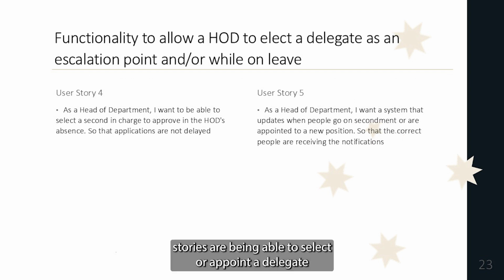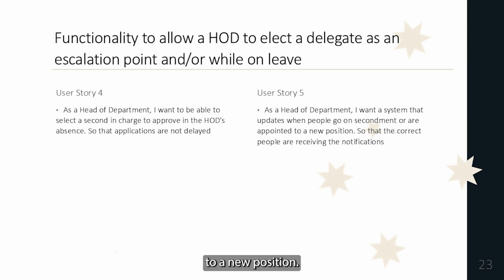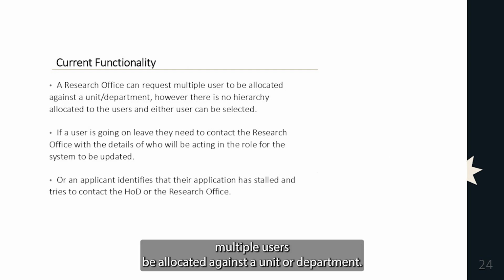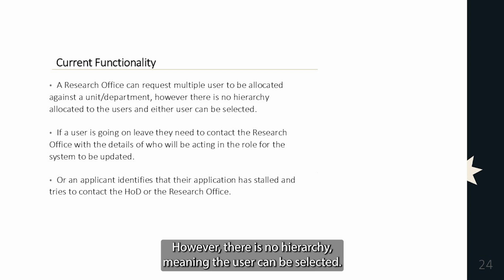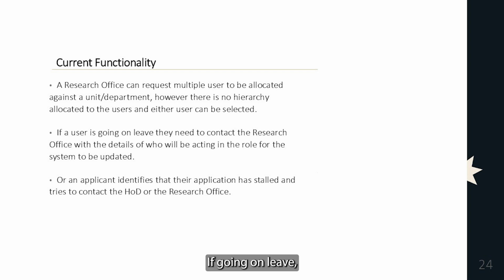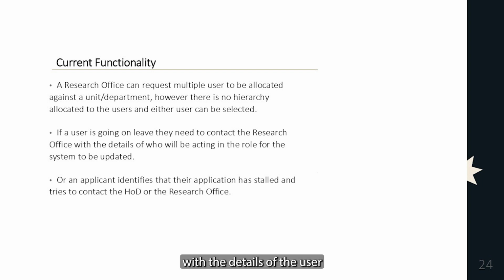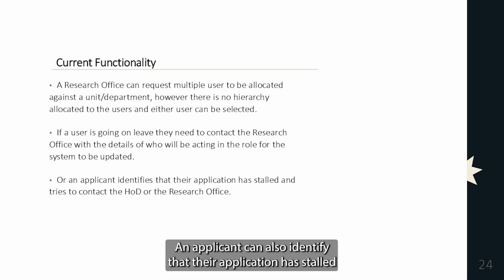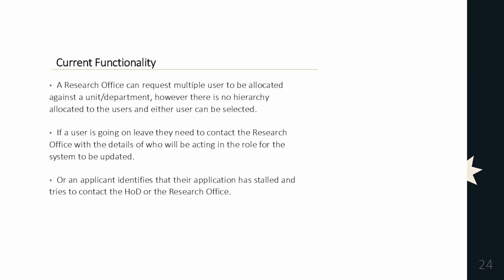The next two user stories are around being able to select or appoint a delegate when the current head of department is on leave, on secondment, or appointed to a new position. Currently, the Reviewing Research Governance Office can request multiple users be allocated against a unit or a department. However, there is no hierarchy, meaning either user can be selected. If going on leave, the head of department can contact the Reviewing Research Governance Office with the details of the user acting in their role, which can be updated in the system. An applicant can also identify that their application is stalled and contact the Reviewing Research Governance Office.